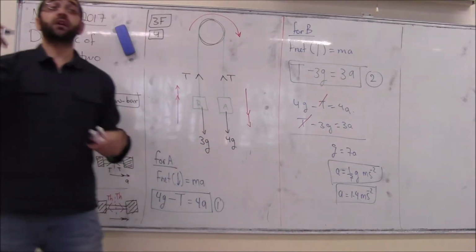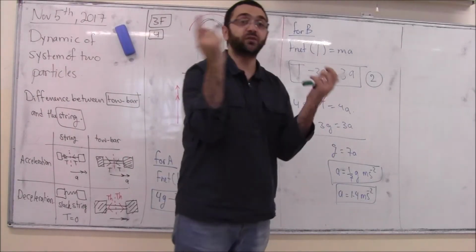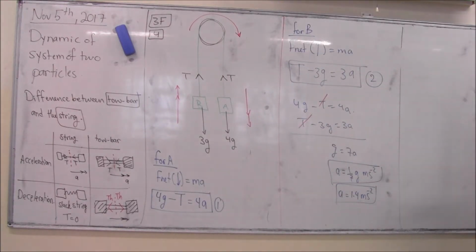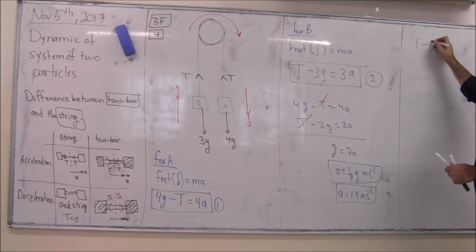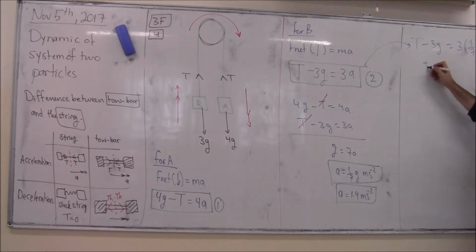Actually here we are not asked to find the acceleration, but I can't find the tension unless I found the acceleration. Then substitute the acceleration in one of these 2 equations, and we will have the tension. T minus 3G equals 3 times 1 over 7 G. Look, instead of A, I substituted 1 over 7. Plus 3G. T equals 3 over 7 plus 3, G.